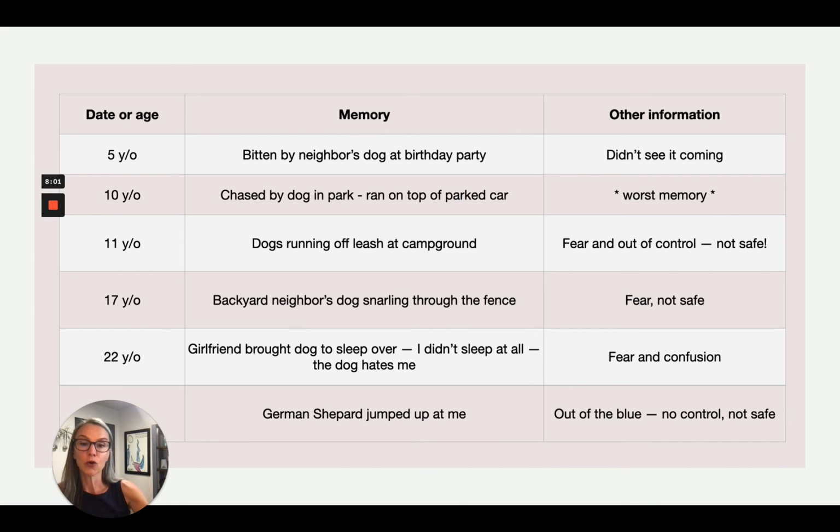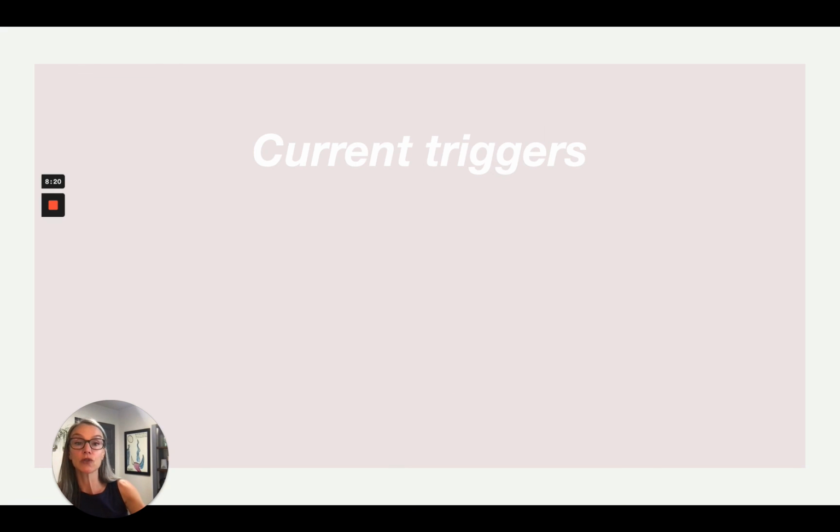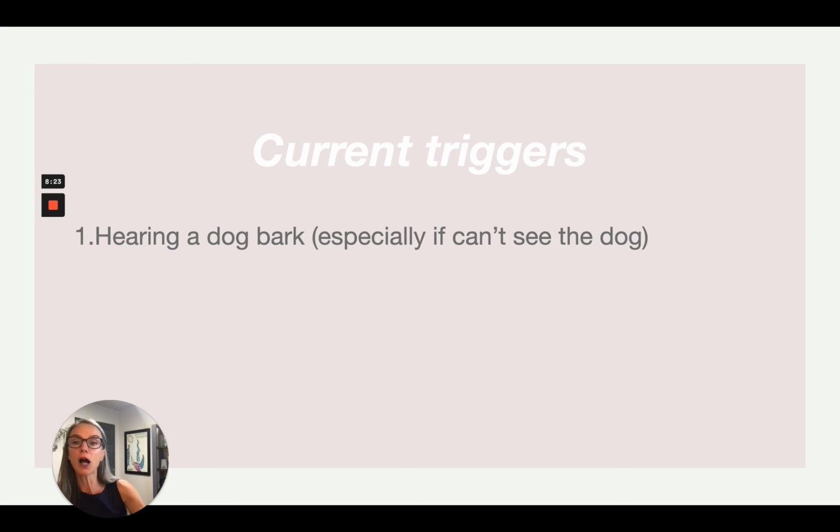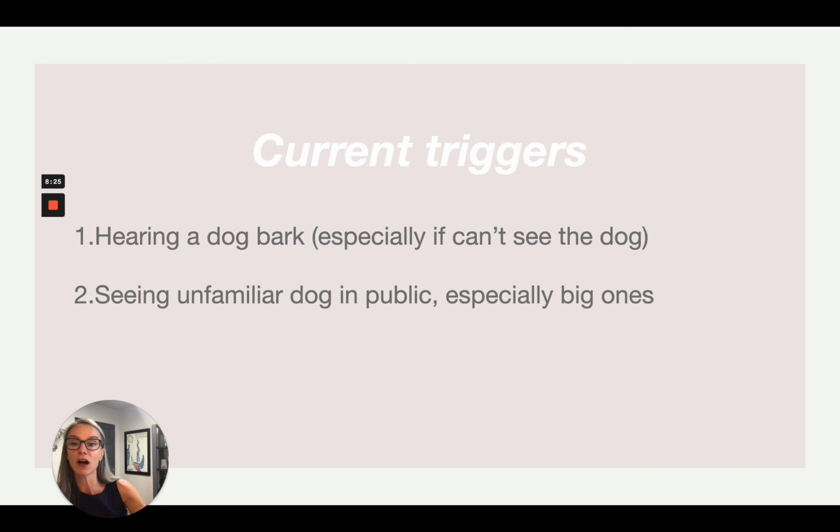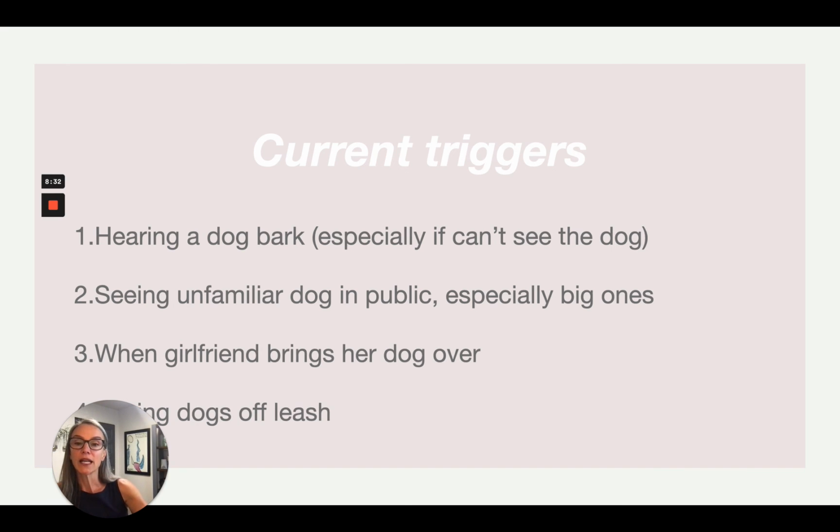And he was later, a German Shepherd jumped up on him. Didn't hurt him, but jumped up on him in a greeting, and it kind of came out of the blue again, and he felt out of control and unsafe. So these memories, these past experiences are all related to the dog phobia. And we also want to check for current triggers around that. Hearing dogs bark, especially if he cannot see the dog. Seeing unfamiliar dogs in public, especially big ones. When his girlfriend brings her dog over, and anytime dogs are running around off leash, that's a trigger for him.